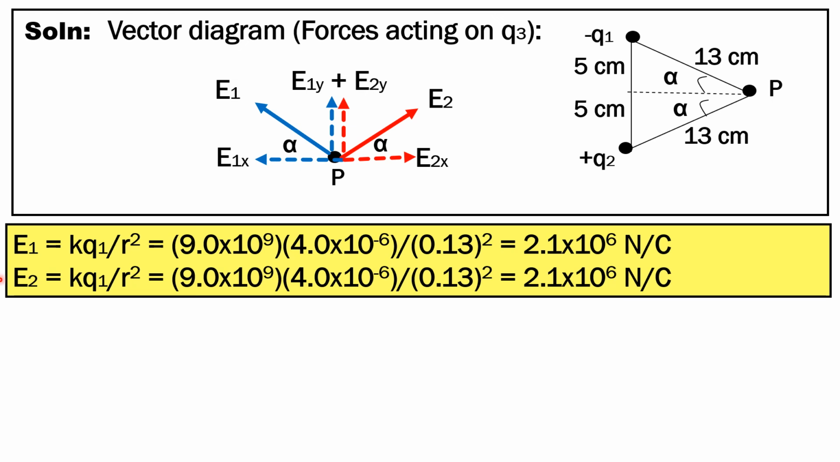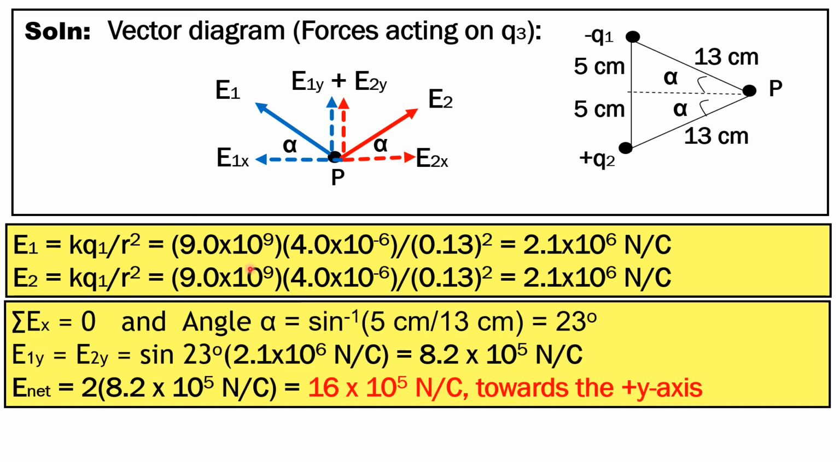And for E2, or the electric field due to q2, it is the same formula, the same absolute value for the charge and the same distance r. So we expect the same answer magnitude-wise, 2.1 times 10 to the 6 newtons per coulomb. But they differ in direction because E2 is directed according to the red arrow in our vector diagram. Now, this is how we are going to determine each of their horizontal and vertical components.